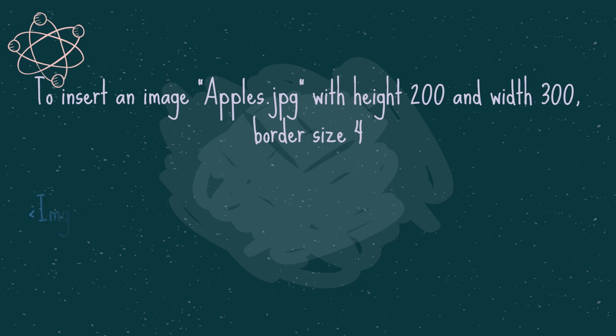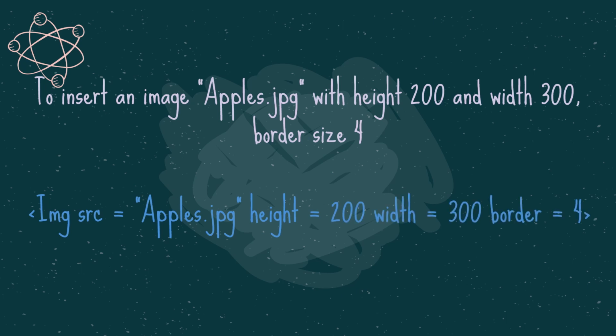So we will write img for image, src that is for the source equals to apples.jpg, then height equals to 200, width equals to 300, and border equals to 4.